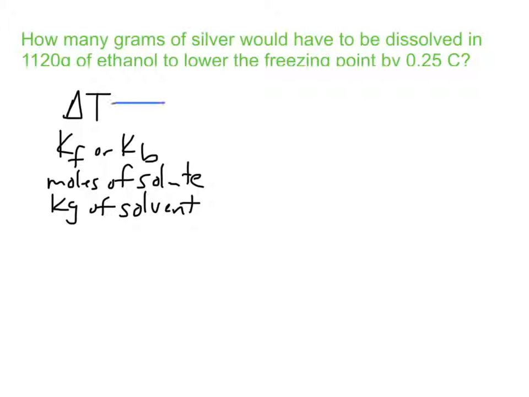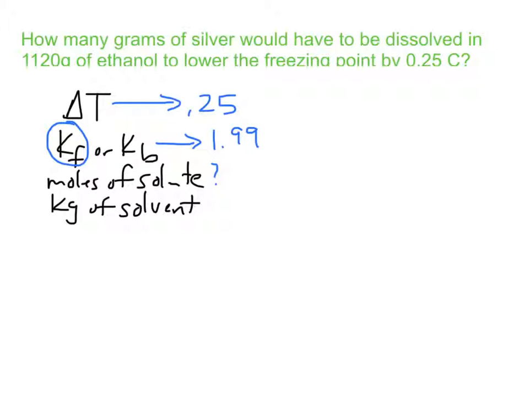So we know that the delta T is 0.25. This is a freezing point depression problem, so we need the Kf of the solvent, and remember the solvent is ethanol. Now if you look at that table up above, you see that the Kf is negative 1.99. Remember, we're going to ditch that negative sign because we already know that the Kf means that the freezing point is going to depress. And it's asking us for the grams of silver, which is a solute. So really we are looking for the moles, and then we'll figure out the grams. So that's our question mark.